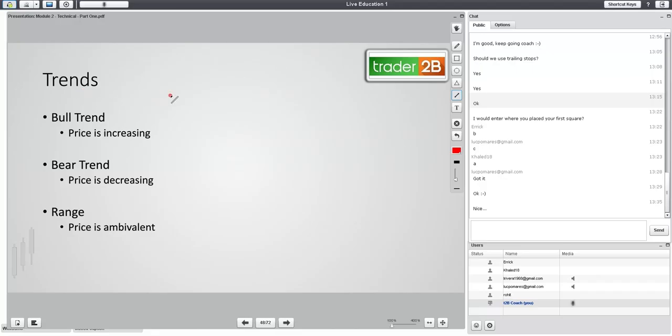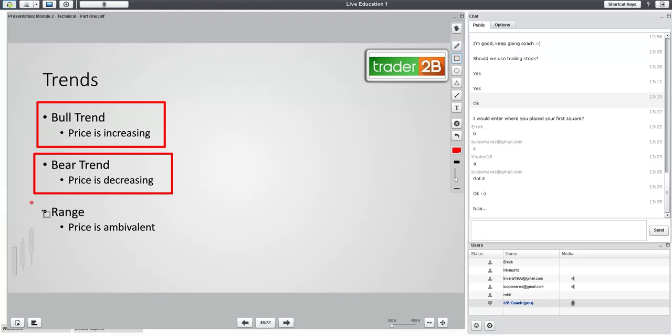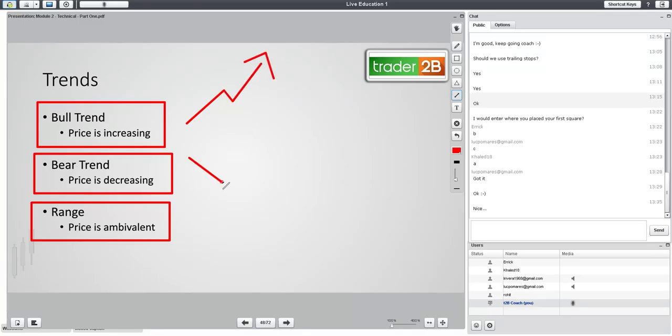So trends in the markets. So this is very key here, these 3 points, right? And I'm going to be giving you guys a lot of examples here. So bull trends, bear trends, and ranging prices, right? So we all know that a bull trend market is a market that typically goes up like this. A bear trend market is typically the opposite where the price is going down. And a ranging market is typically going sideways as so.